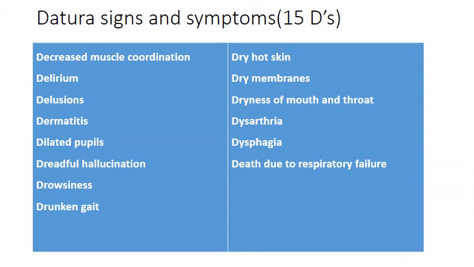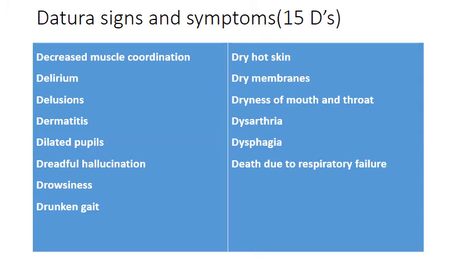That is, the person who is being poisoned by Datura will exhibit the following signs and symptoms. They start with the letter D itself, that is decreased muscle tone or muscle coordination. The person will experience delirium, which is most important. The person will also have delusion. He may have dermatitis. Then there will be dilated pupils, that is mydriatic pupils, or dreadful hallucinations.